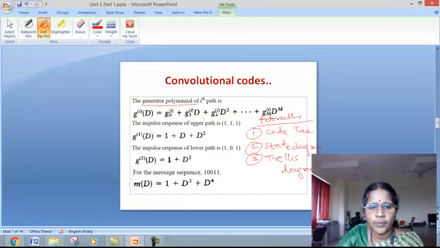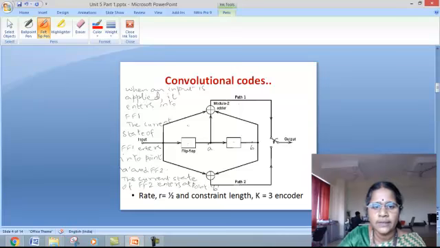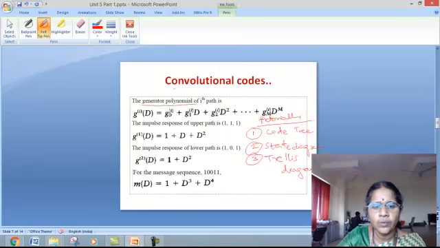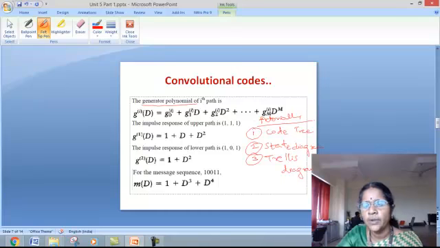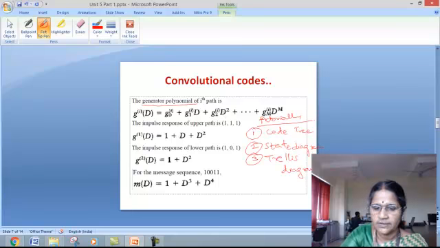The general expression for the polynomial is g superscript i of d equal to g. However many paths there are, that we have to first decide. Let us take this example alone now. In this there are two paths, one is the upper path and the other is the lower path. So we'll have two generator polynomials, g1 of d and g2 of d. The general expression for the polynomial is g0 plus g1 of i into d, g2 of i into d square, and it goes like that up to gm of i d power m. Here these d's indicate the delays or the flip-flops in the encoder structure.